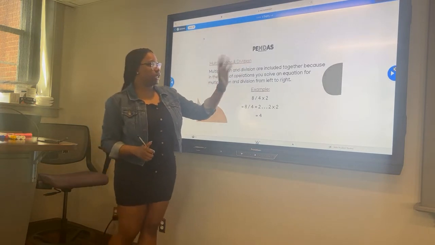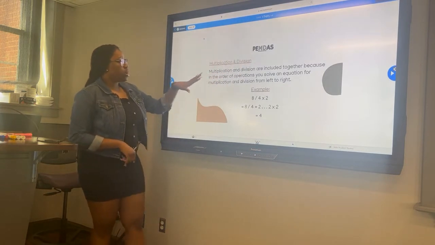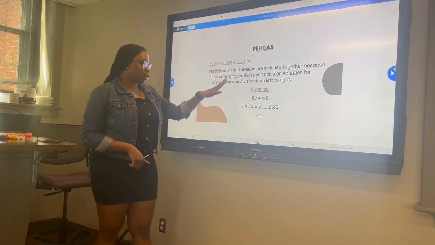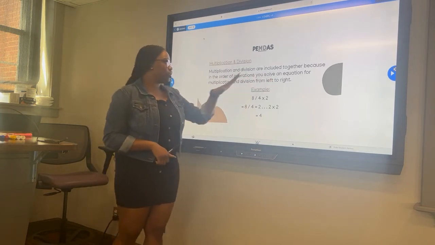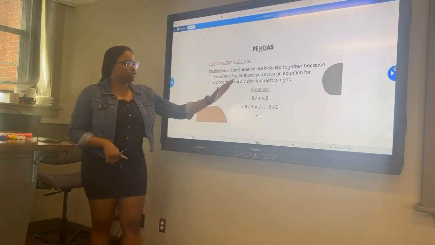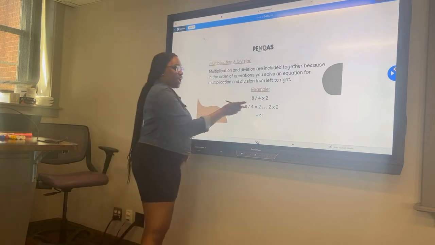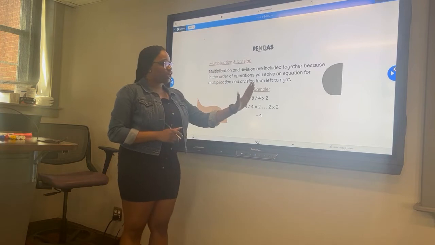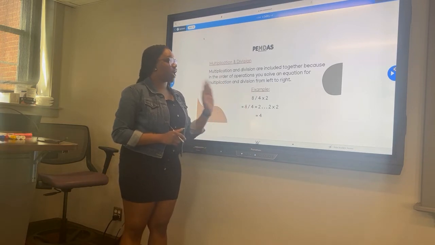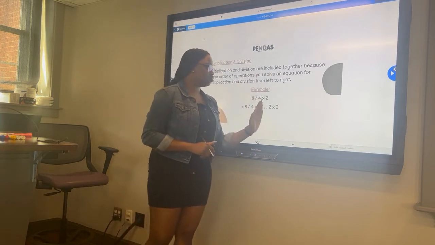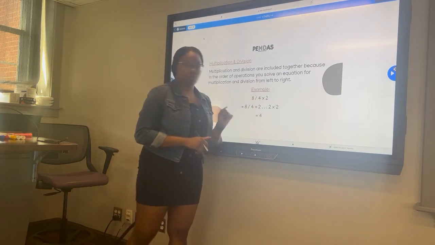The M and the D, multiplication and division. Multiplication and division are included together because in the order of operations, you solve an equation for multiplication and division from left to right. So for example, 8 divided by 4 times 2. From left to right, 8 divided by 4 gives you 2. From there, 2 times 2 gives you the answer of 4.